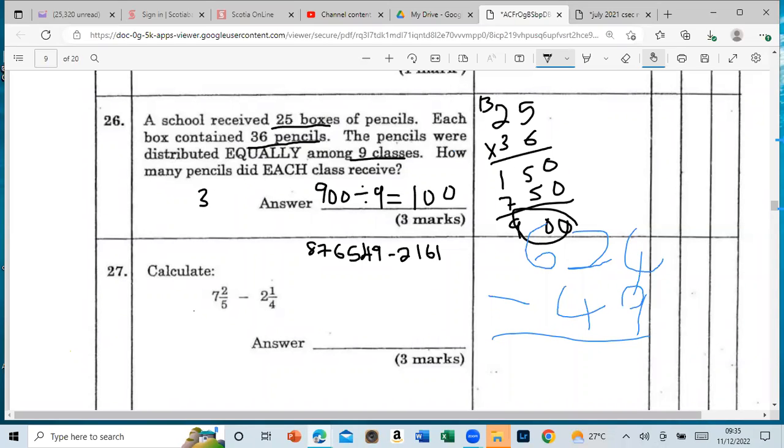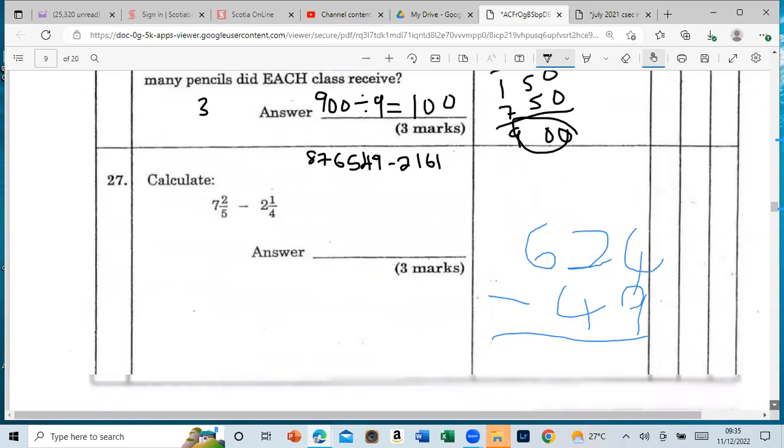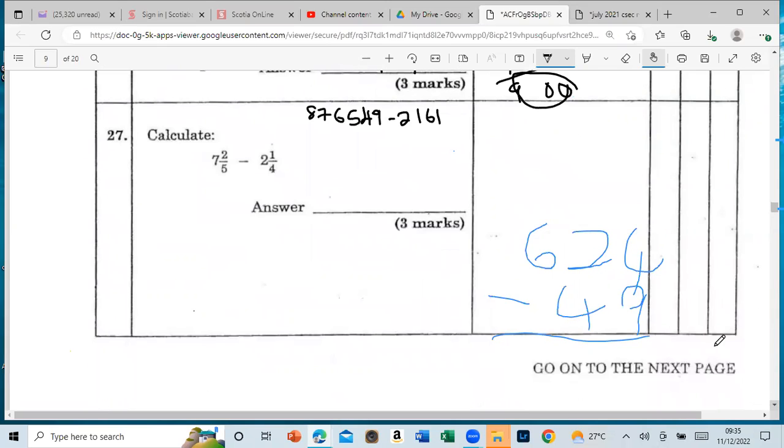All right, guys, let's join back for part 4. I'm going to start at 27.